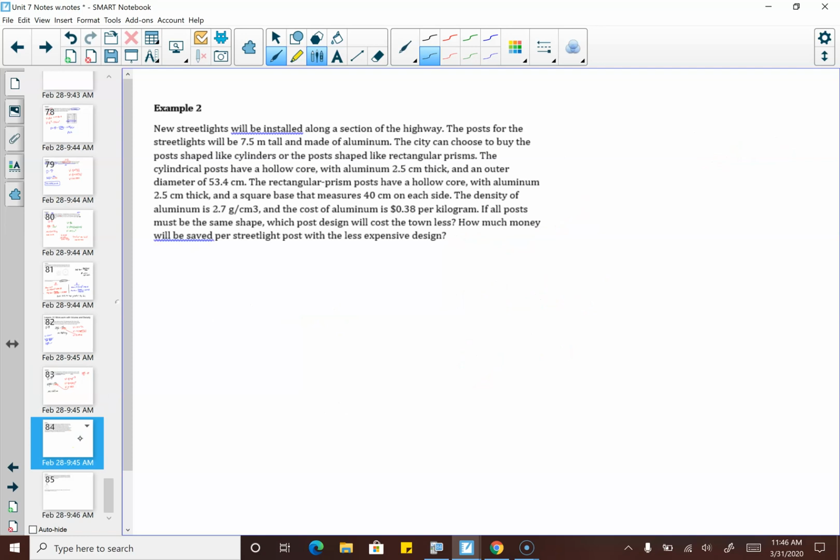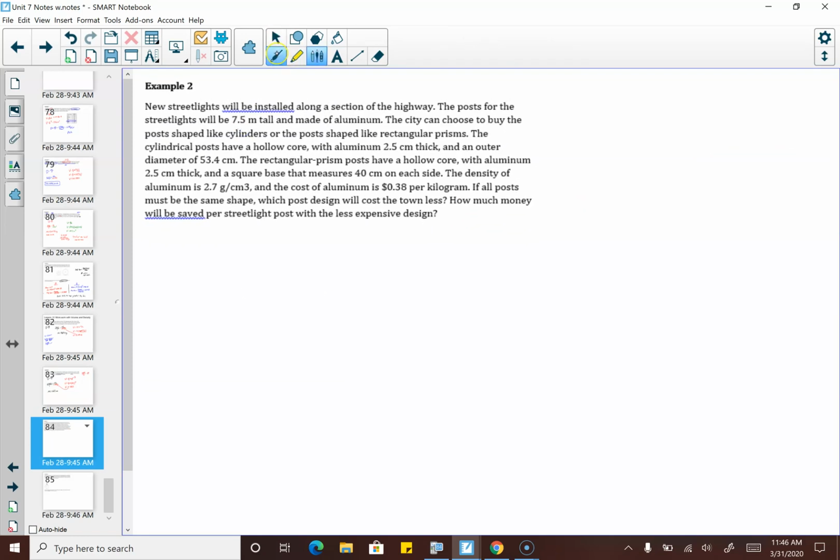In example 2, the streetlight question is probably one of the more challenging ones that they've ever asked. There's a lot of information in it. We have to kind of break things down. New streetlights will be installed along a section of a highway. The posts for the streetlights will be 7.5 meters tall and made of aluminum. The city can choose to buy posts shaped like cylinders or posts shaped like rectangular prisms. The cylinder posts have a hollow core with aluminum 2.5 centimeters thick and an outer diameter of 53.4 centimeters.